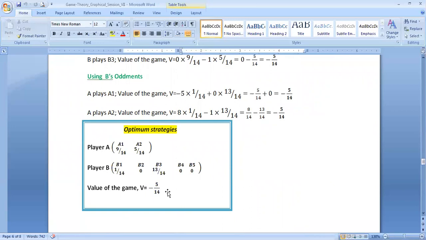So this is the graphical method by which you can solve problems where the matrix is either 2 by n or m by 2. I hope you have understood it, and we will continue in the next session. Thank you.